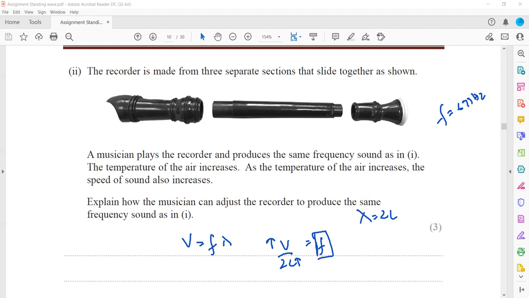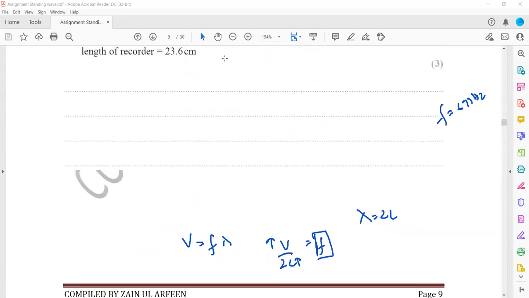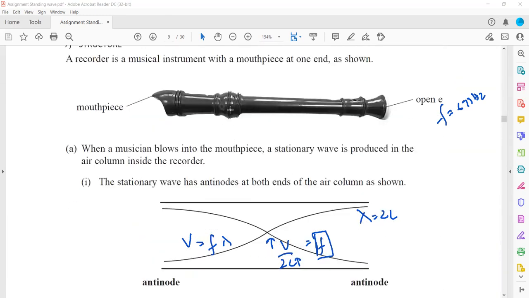To keep the same frequency, we should increase the length, because as the speed is increasing, the length should also increase. So the ratio between the speed and the length gives the frequency. What a musician can do is slide the recorder sections further apart, increasing the length of the recorder, if he wants to produce the same frequency of 699 hertz. This was the original figure, but as I mentioned, these parts can slide.